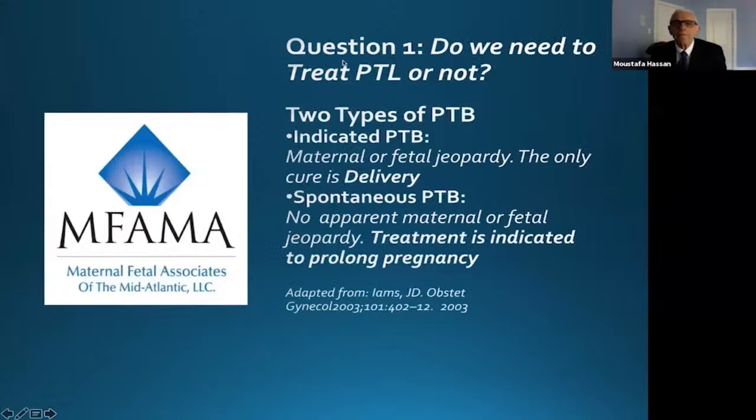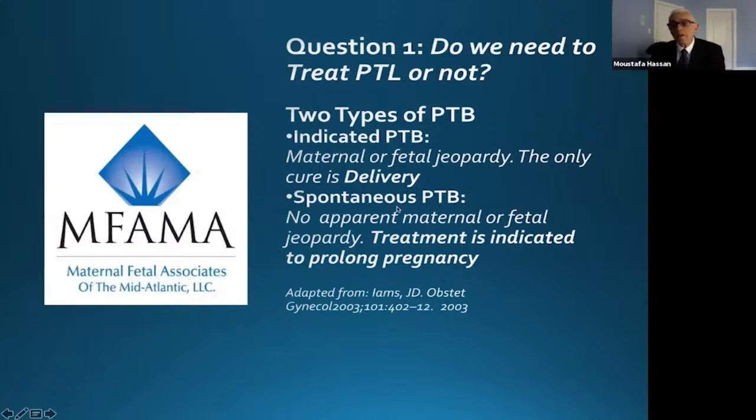Okay. Two types of preterm births are indicated, as I told you, for maternal or fetal jeopardy: severe preeclampsia, somebody who's coming with heavy bleeding, placental abruption, placenta previa, which is bleeding. And in this case, no, you don't stop labor. They have to be delivered.